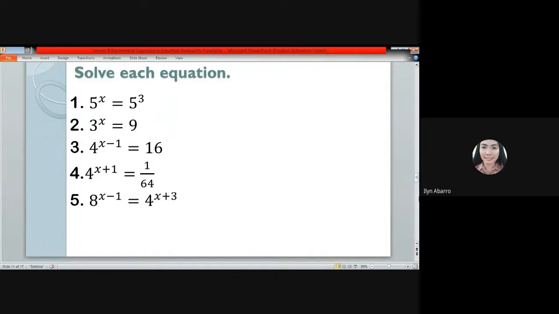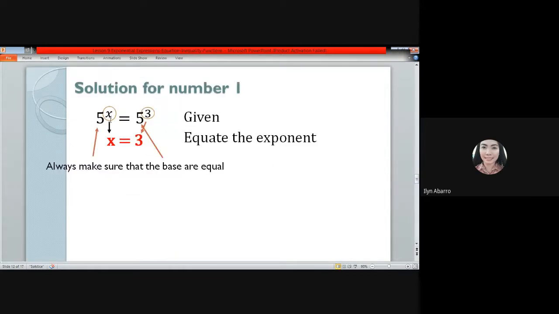Okay, let us solve number 1. 5 raised to x is equal to 5 cubed. Our first goal here is to make our bases equal. Whatever the base is here, 5, the base on the right side should also be 5. Left and right must have the same base. Always make sure that the bases are equal. If they are already equal, now we can equate the exponents. That is what we will solve, right? The variable is in the exponent, so that is what we will solve.